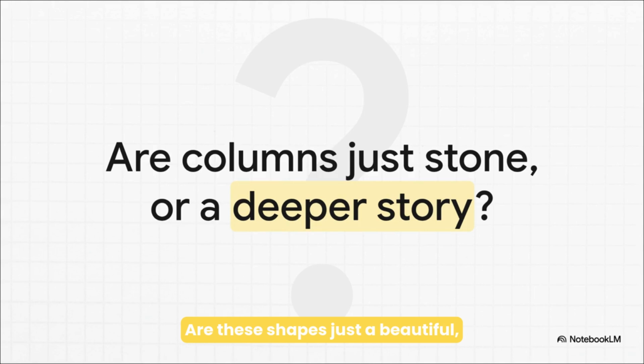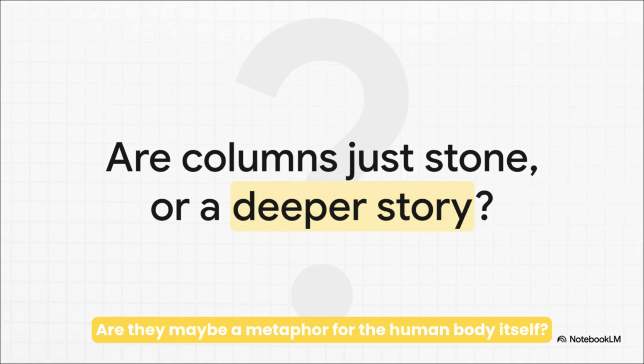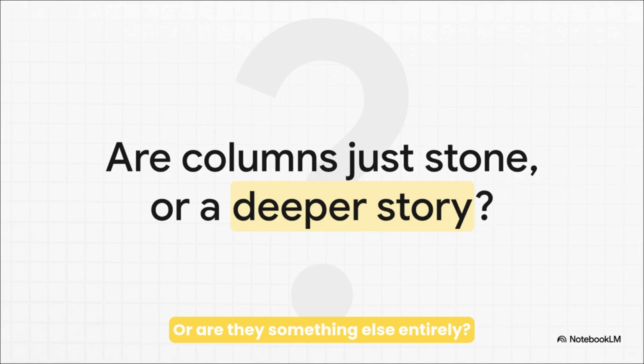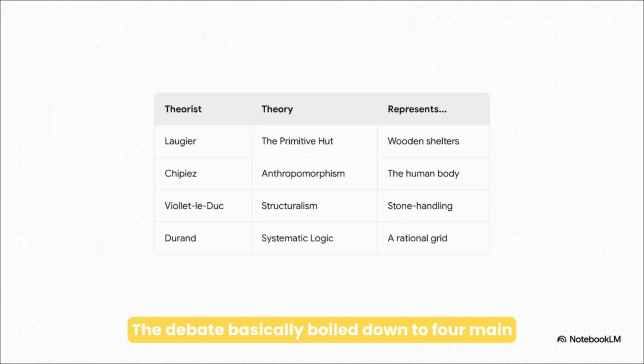Are these shapes just a beautiful, stony memory of our ancient past? Are they maybe a metaphor for the human body itself? Or are they something else entirely, a pure, cold expression of structural logic that has no story to tell at all? The debate basically boiled down to 4 main theories. You had the Romantics, like Loos, who believed every temple was just a beautiful fossil of the very first wooden hut.